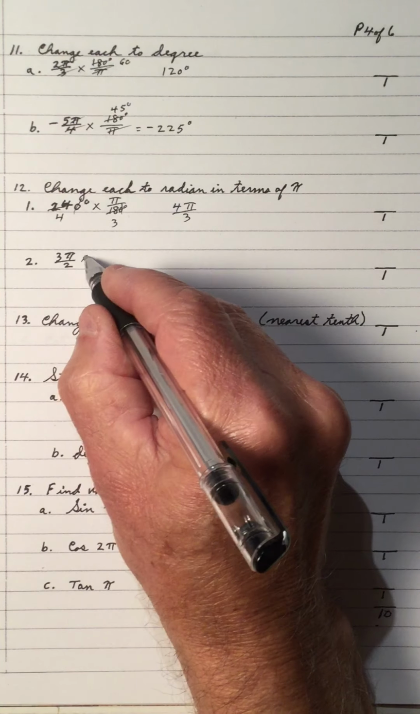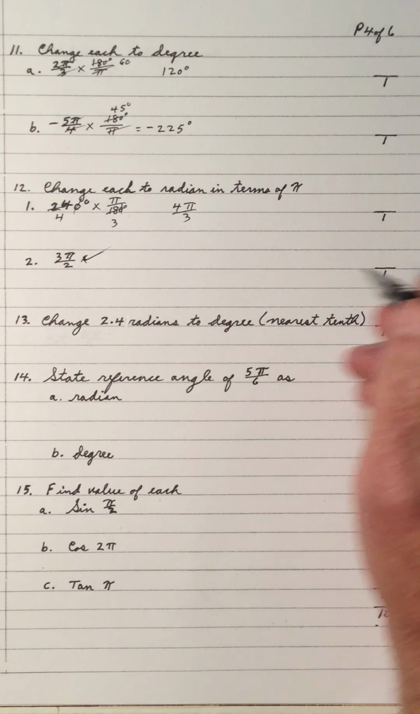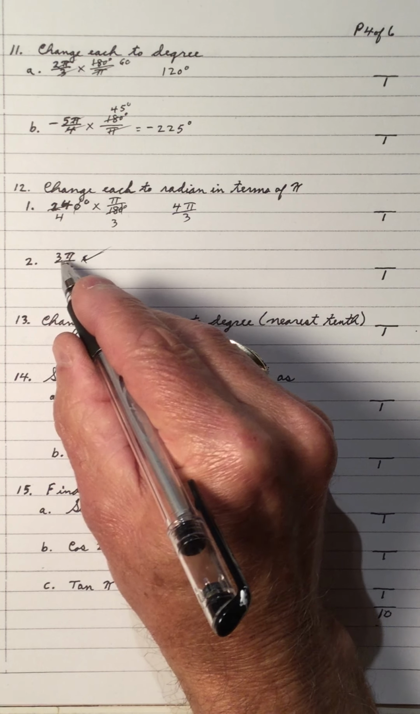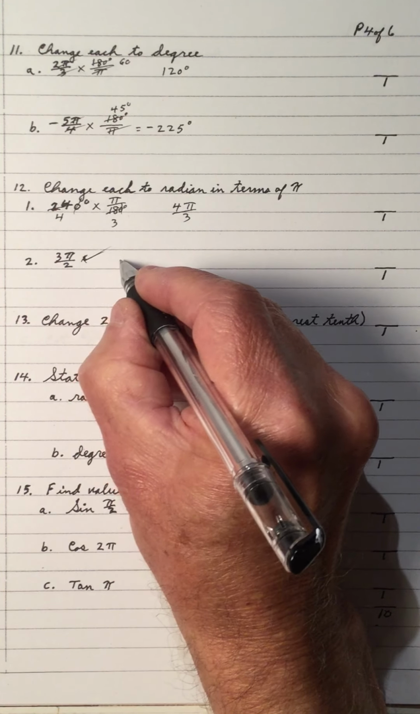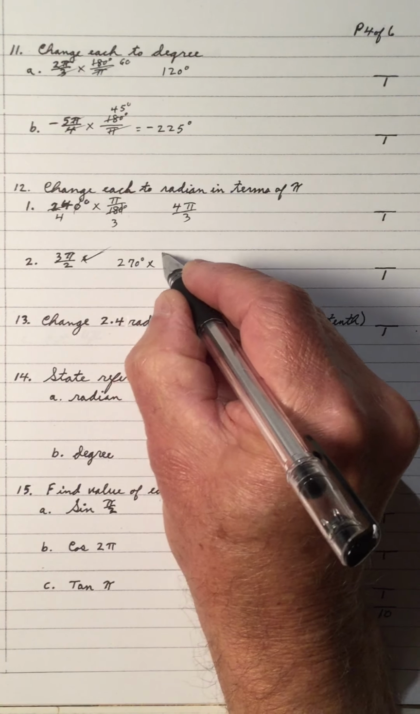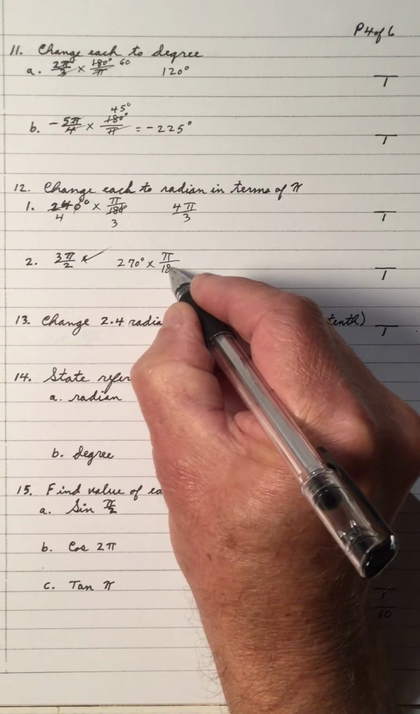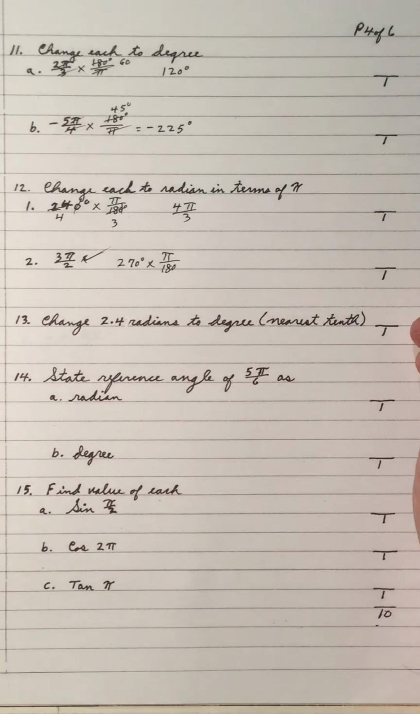And this is a change each to a radian. It's already a radian. So if you didn't change it, good. So 3 pi over 2 is a radian. So if you made that a 270, now you've got to multiply it by pi over 180. But it was already a radian there. So if you tried to change that, you would get it wrong.